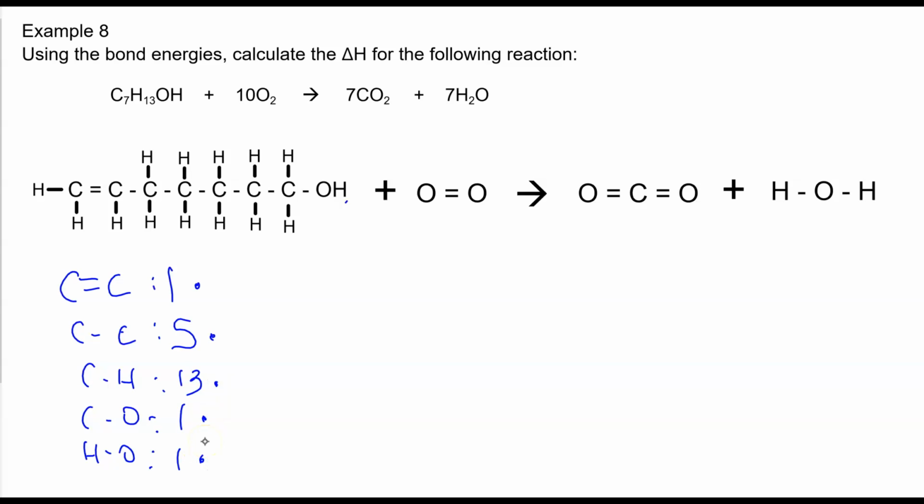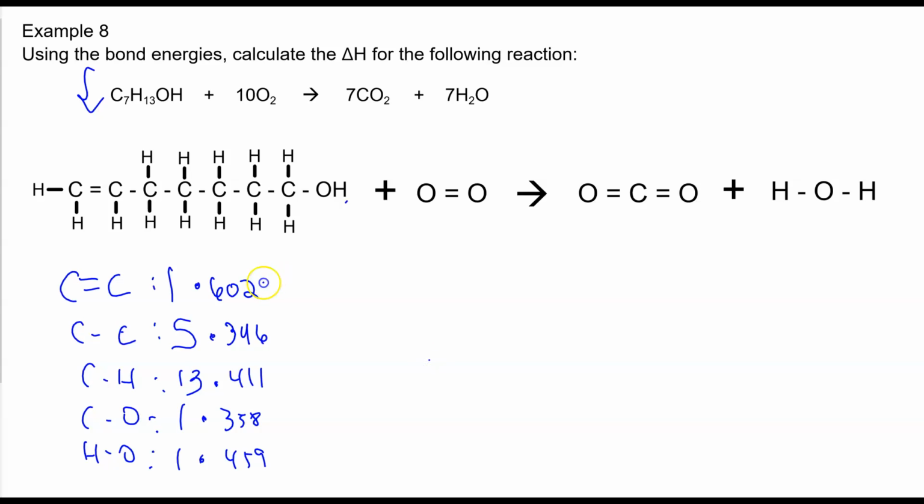When I look up the bond energy values for a carbon-carbon double bond, I get 602. For a carbon-carbon single bond, I get 346. For a carbon-hydrogen bond, I get 411. For a carbon-oxygen bond, I get 358. And for an oxygen-hydrogen bond, I get 459. If there had been a number out in front, I would have had to multiply this final answer by that number.